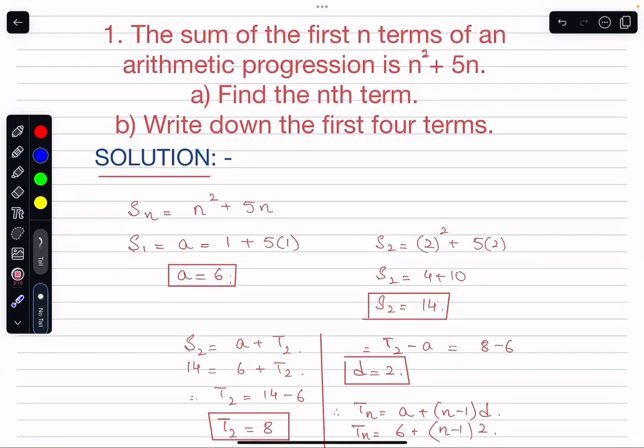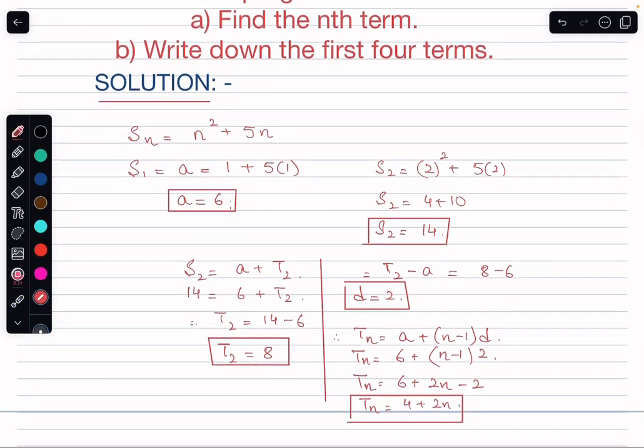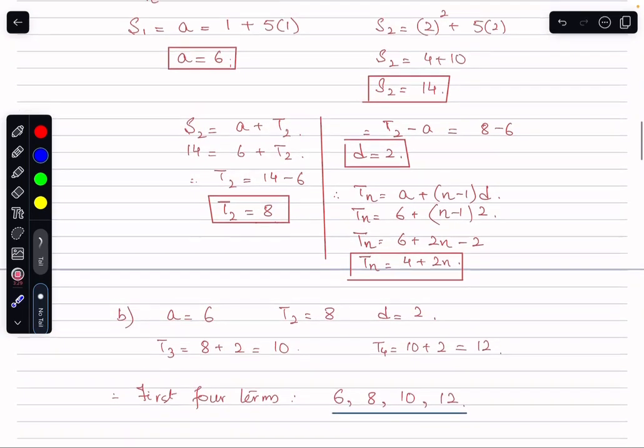Second part, write down the first 4 terms. We have taken out the first term, which was 6, the second term, which is 8, and also the common difference, which is 2. Being an arithmetic progression, the terms have to increase by a difference of 2.